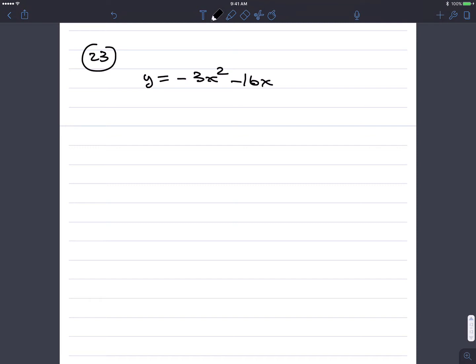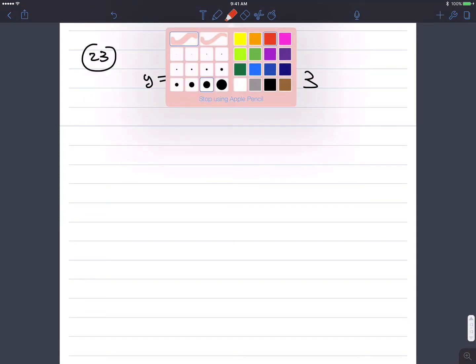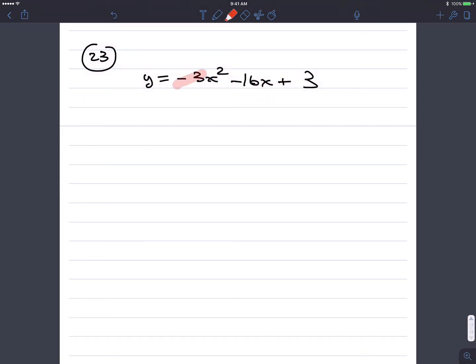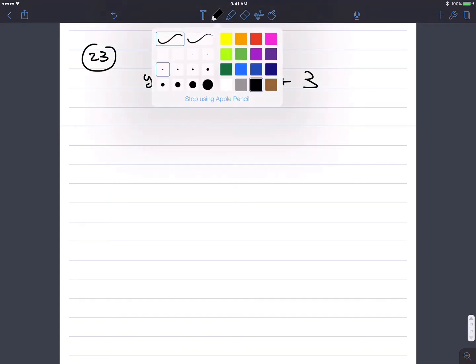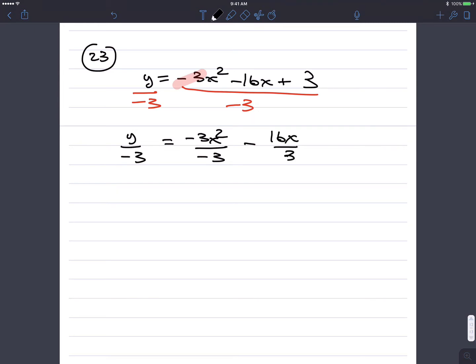So number 23, we have y equals negative 3x squared minus 16x plus 3. Your a value is negative 3 again. So you have to divide both sides by that number, negative 3. And we end up with the following. y over negative 3 is negative 3x squared over negative 3 minus 16x over negative 3 plus 3 over negative 3.